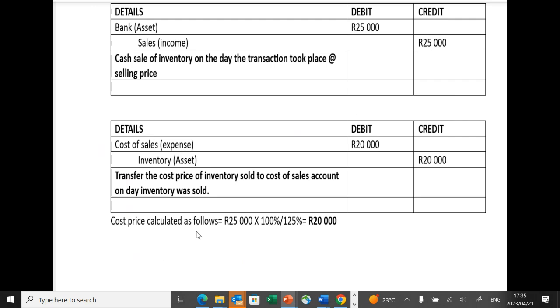So how did we calculate the cost price? We said 25,000 multiplied by 100, divide by 1,125, and then you get 20,000.